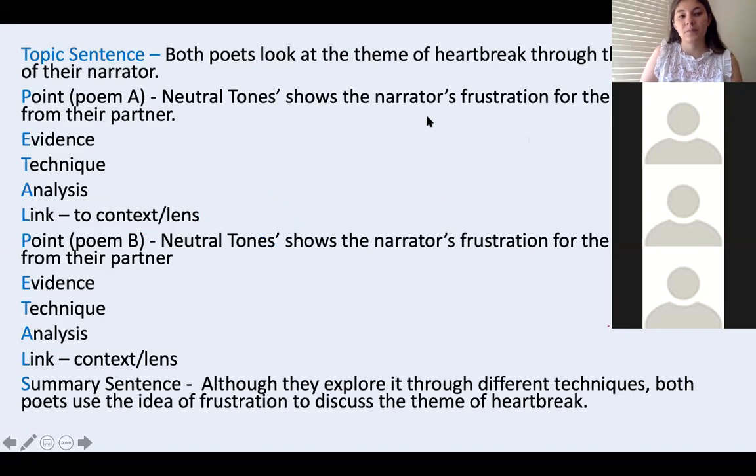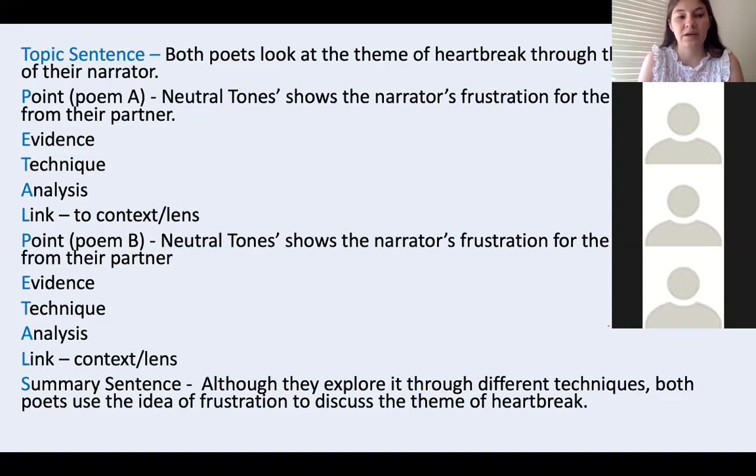All right. So here we go. Here is petal petals. For anyone who wants to take notes, I'm going to leave this screen up for a little while explaining it. But it is the same thing each time, so it's repeated twice, right? So we start off the paragraph with our topic sentence. That's what we've just discussed. So both poets look at the theme of heartbreak through the frustration of their narrator, okay? Now, point A, so the first P, Neutral Tones shows the narrator's frustration for the lack of effort from their partner, all right? Then we go to E.